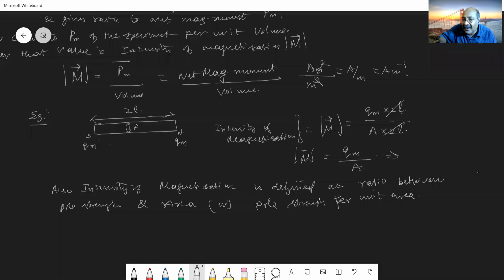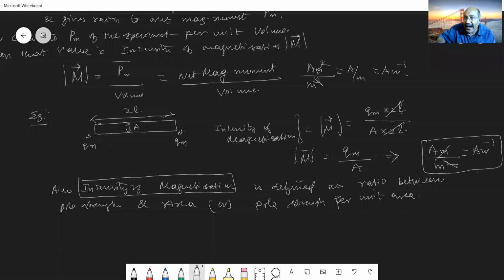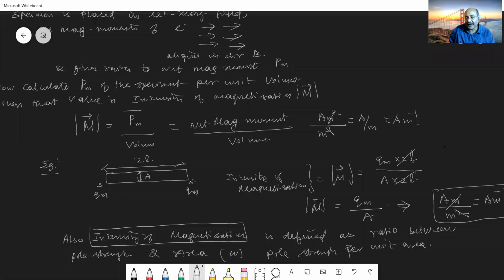You can calculate here. Pole strength is measured in ampere meter, area is measured in meter square. Meter will get cancelled. So again, we get the unit for intensity of magnetization as ampere per meter. Hope you have understood this intensity of magnetization. So are you able to understand?